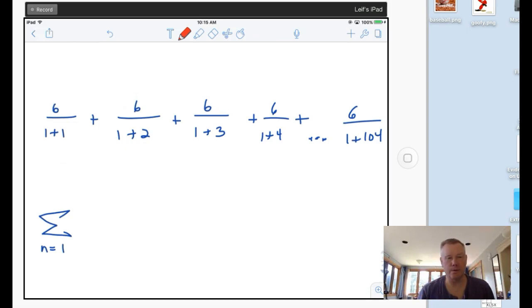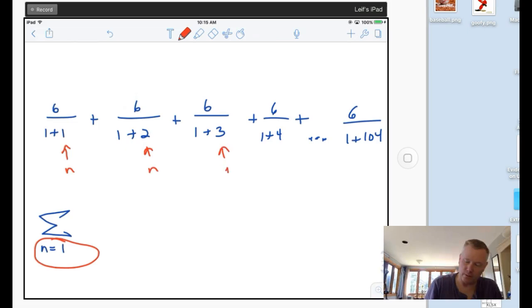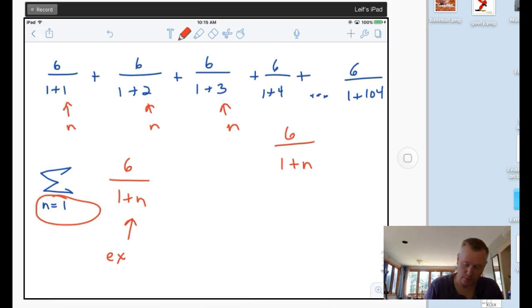So the way this works is, if I plug in down here, it says what n starts with, which would be, in this case, 1. So you can see that the denominator, if I make that n, starts with 1, and then it goes to 2, and then it goes to 3. That's going to be n, which means my formula would be 6 over 1 plus n, okay? And I can put that right here, because this is where the explicit formula goes in that summation thing. Explicit formula.